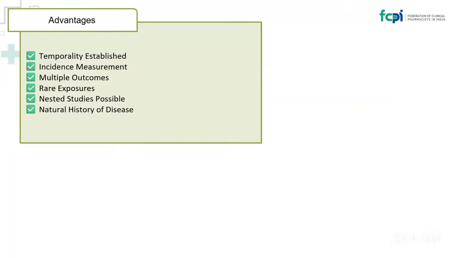The advantages of a cohort study is that temporality is established here. We can measure incidence. In a cross-sectional study, the incidence was not measured, only prevalence was measured. But in a cohort study, we can measure the incidence because we are following up that patient for a particular time frame, and we are looking at the development of the disease for the incidence of that disease.